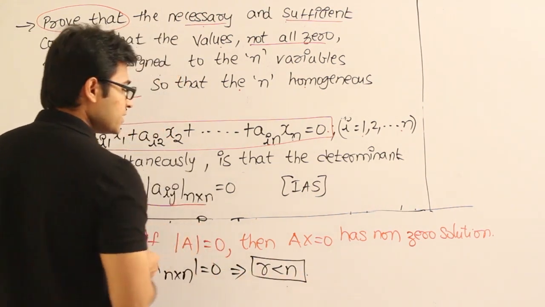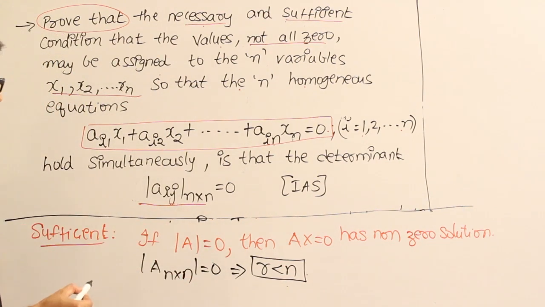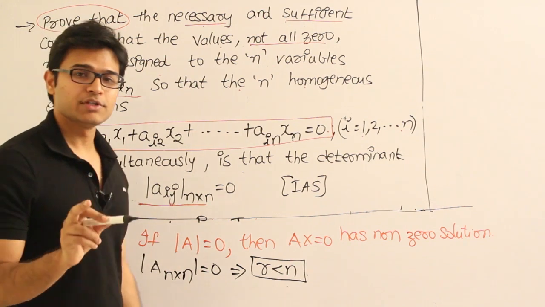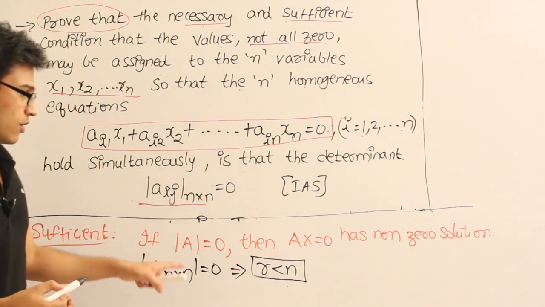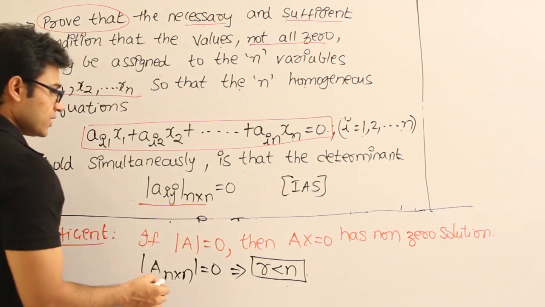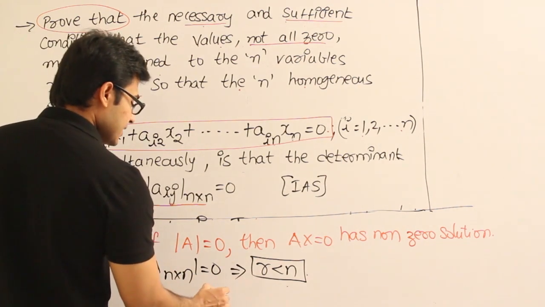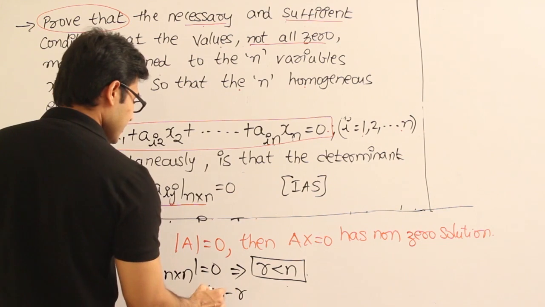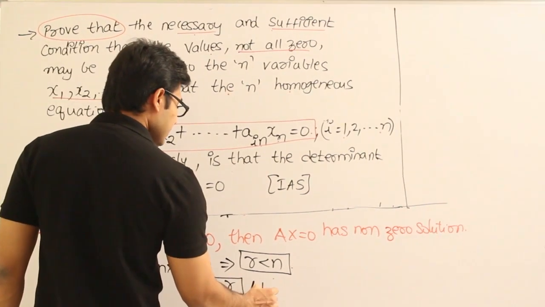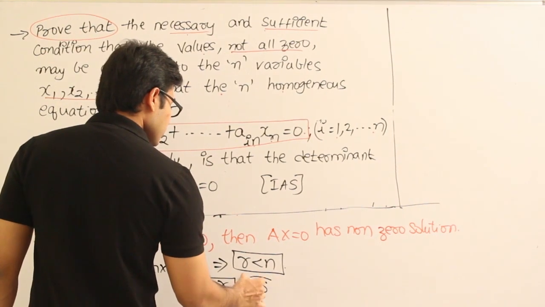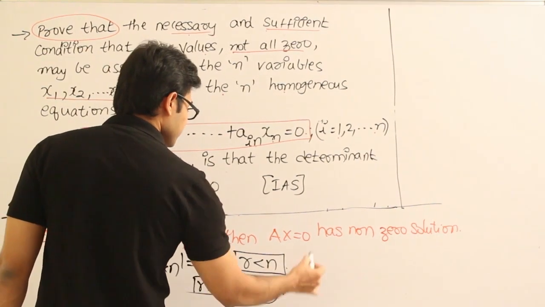Now rank is less than n. What do we know by this? Whenever we have such a condition in linear homogeneous equations, this is applicable only for homogeneous equations, not for non-homogeneous. This is a homogeneous set. Now what can we say? For this one, the number of linearly independent solutions is n minus r. So n minus r linearly independent solutions are possible.